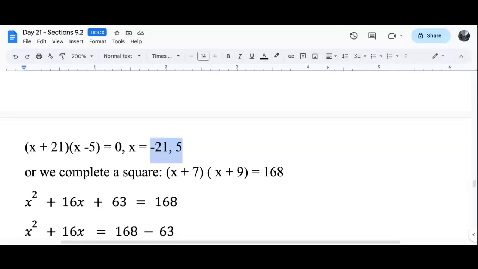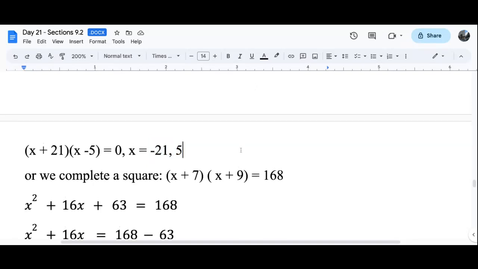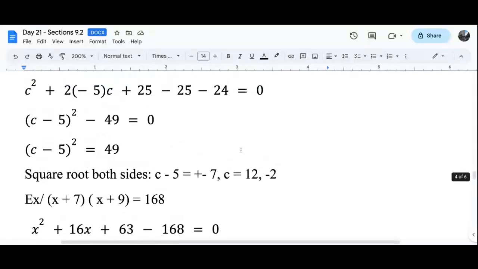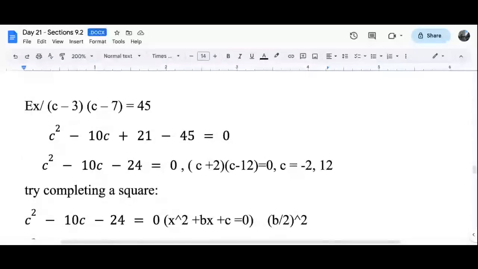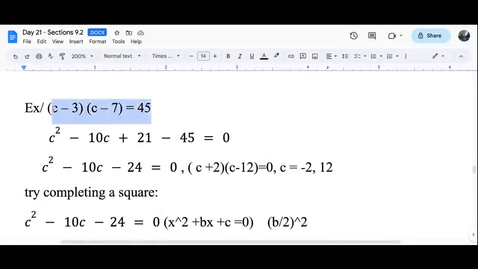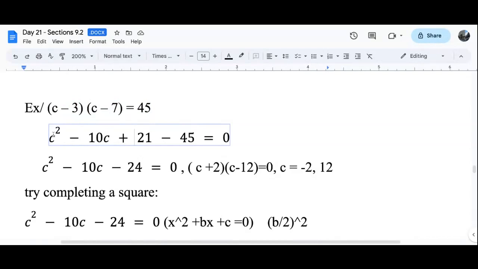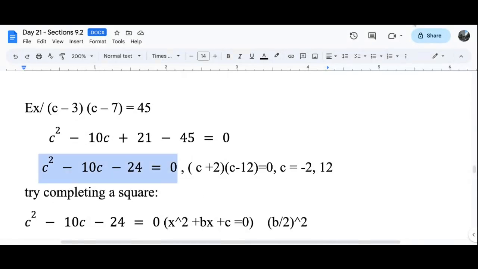For x squared minus 10x minus 24 equals 0, why don't we add 24 to the right? Hold on a second. Let's see. Okay, let's check this one. So this one, we start with (x minus 3)(x minus 7) equals 45. Right. So we simplify, so we get this. Why do we want to add 24 on both sides? I don't understand what you mean. Oh, okay, I understand what you mean now.